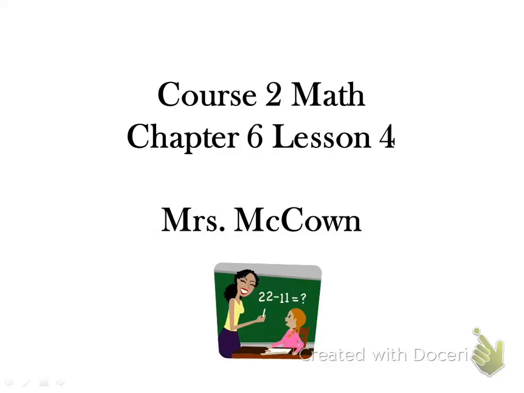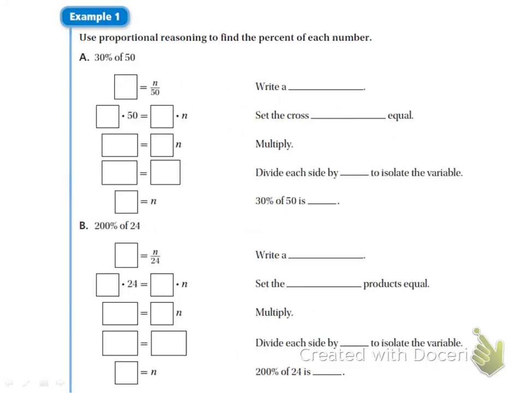If you need to go back or pause or replay the video, please feel free to at any point in time. Number 1, using proportional reasoning to find the percent of each number. If we look at letter A, we need to find 30% of 50. So we're going to set up a proportion: 30 over 100 equals n over 50, because we need to find the percent of 50. 50 is our number, and we want to find n.